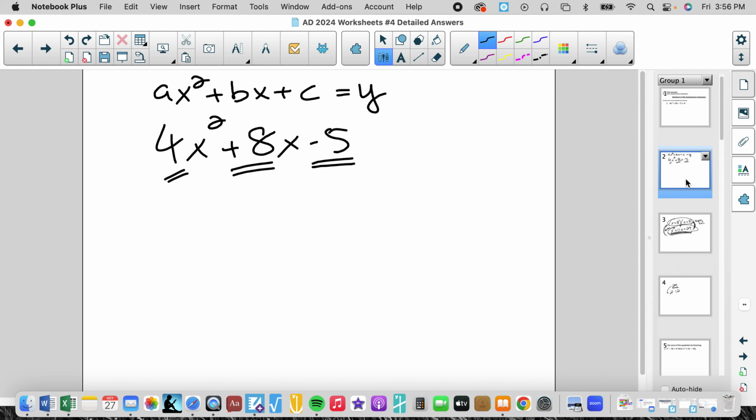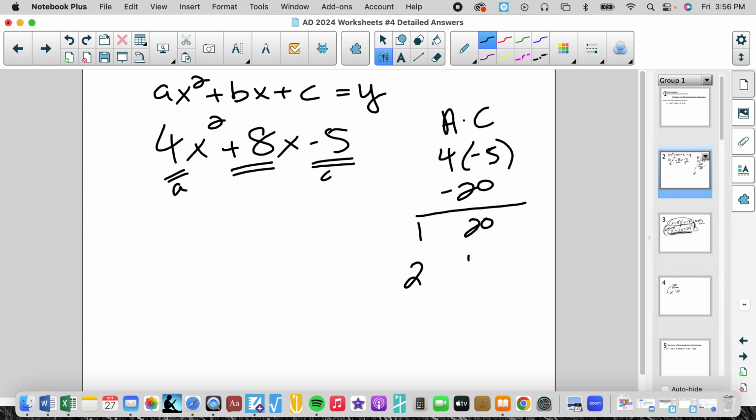But I digress. There is a method called A times C. We're going to take the A value and multiply it by the C value. My A value is 4, my C value is -5. And 4 times -5 is -20. So I'm going to find factors of 20. 1 and 20, 2 and 10, 3 no, 4 and 5. I don't have to go any more because 5 through 20 have already been picked. So that's the first thing. Now, the product of these two numbers needs to equal -20.